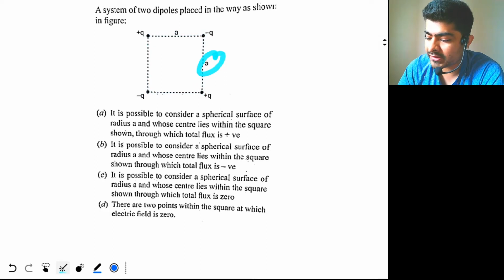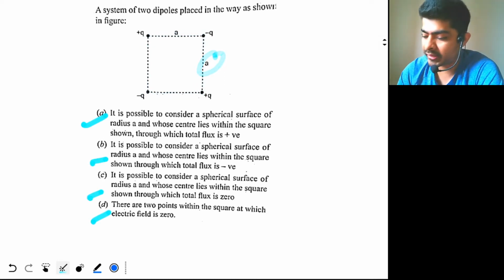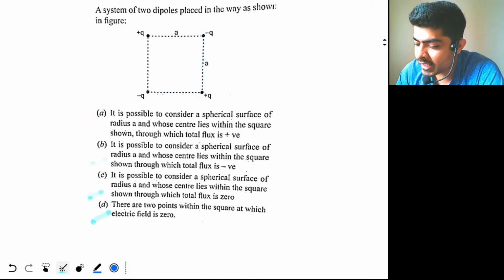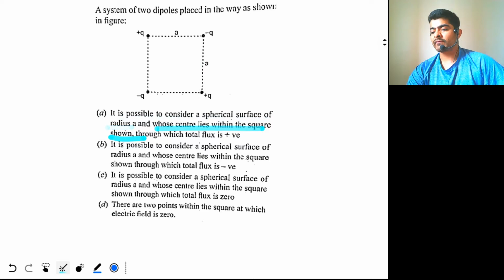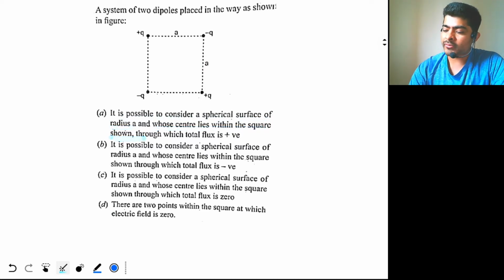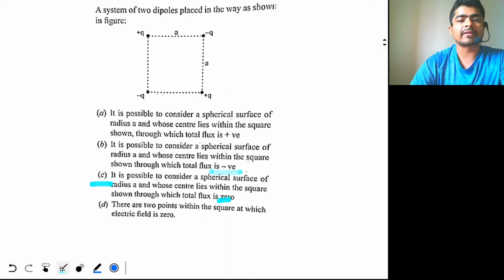So there are four options given. We have to check which option is correct. Option A says that it is possible to consider a spherical surface of radius A whose center lies within the square shown with total flux positive. Option B is saying the same thing with total flux negative. Option C is saying the same thing with total flux 0.